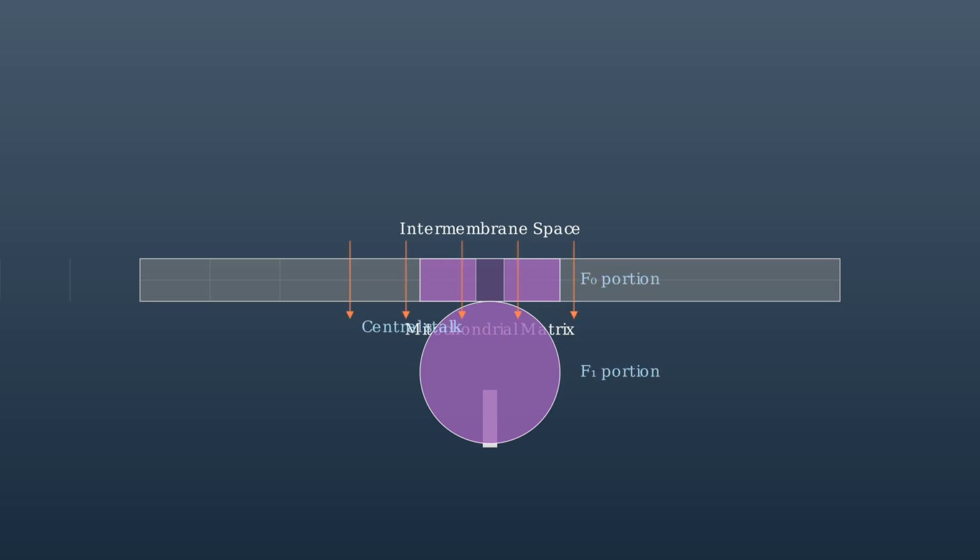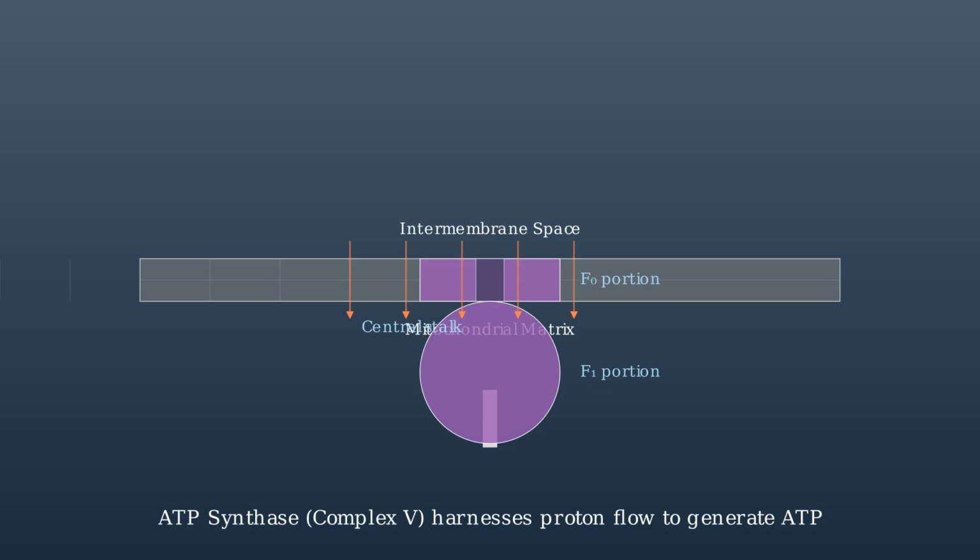This entire process is driven by the proton motive force, the energy stored in the proton gradient across the inner mitochondrial membrane. In summary, ATP synthase harnesses the energy of the proton gradient to power the mechanical rotation of its components, which drives the chemical synthesis of ATP, the main energy currency of the cell.